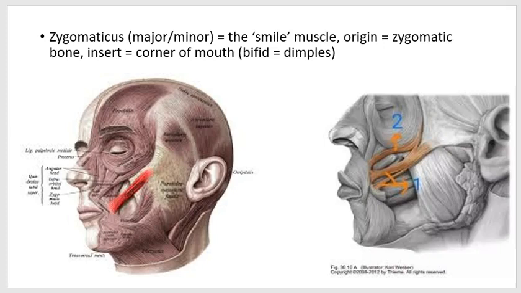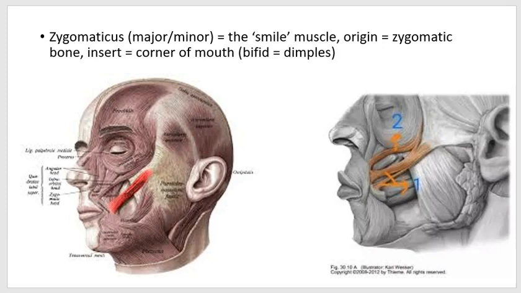The next one is going to be your zygomatic muscles. So you have your zygomaticus major and minor. This is the smile muscle. So when you smile, you have origins on the zygomatic bone, and it inserts down here onto the corner of the mouth on that orbicularis oris. And so when you contract that muscle, it pulls this up, right? So when you smile, the corners of your mouth go up.